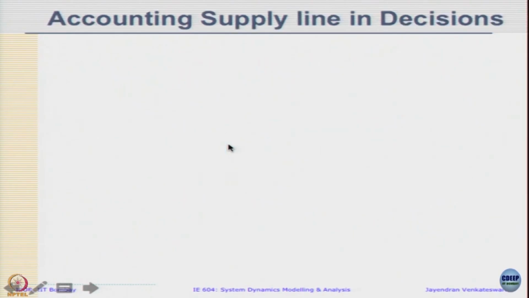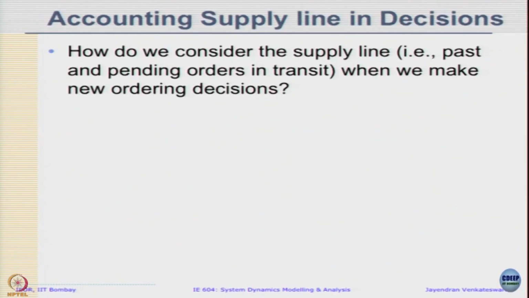So, one way to account for it: how do we consider the supply line, that is, the past and pending orders in transit, when we make new ordering decisions? Any thoughts on how we can include supply line information in our decision making? The only other structure that we are familiar with is a simple negative feedback system, where when we had only the inventory, we had a desired inventory and then adjusted to assure a good quantity, or appropriate quantity, getting delivered. Let us see whether we can mimic the same decision here.